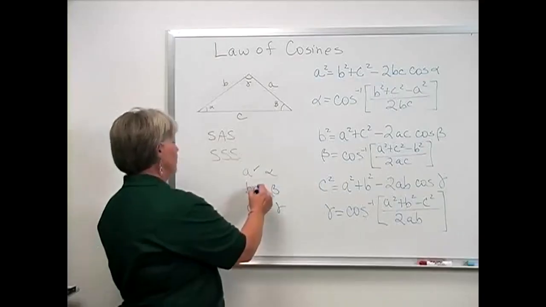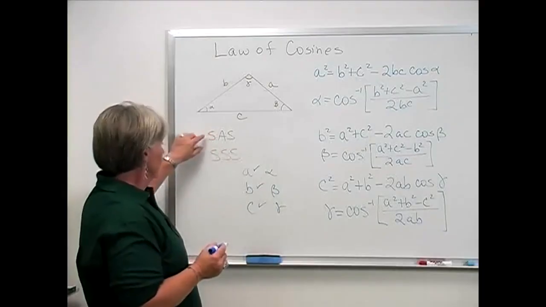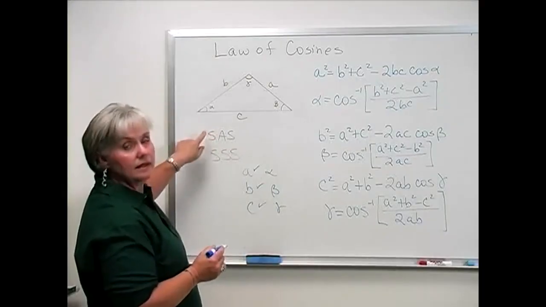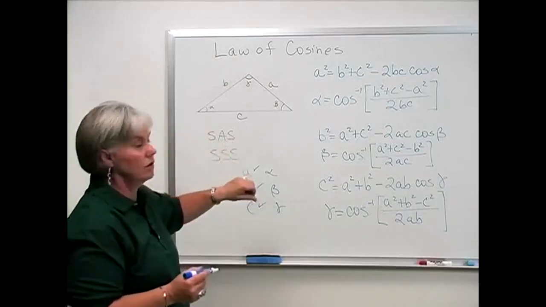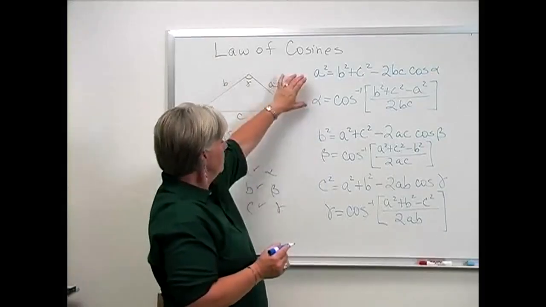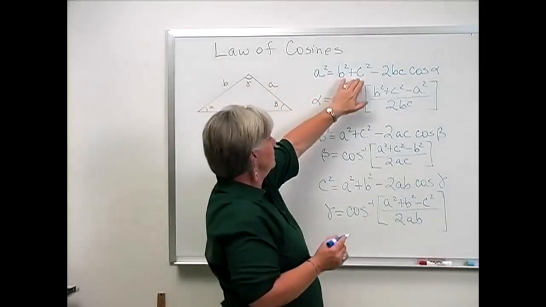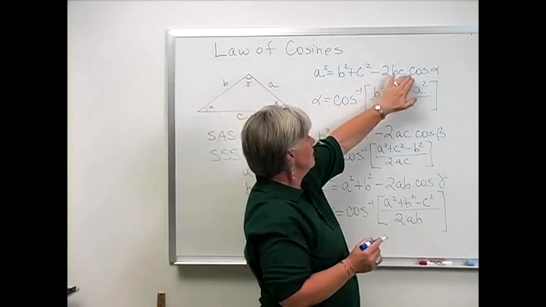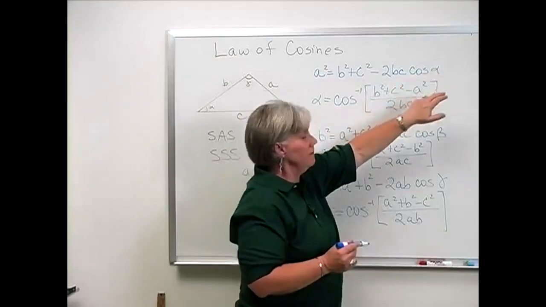Or if I have all three sides, I'm not going to be able to use the law of sines. So these are the cases. This is the side angle side and the side side side case. So when this occurs, you use the law of cosines. Now I have all three of these up here, or actually 6 of them. You have a squared is equal to b squared plus c squared minus 2bc cosine alpha. Notice that this is a, this is alpha.